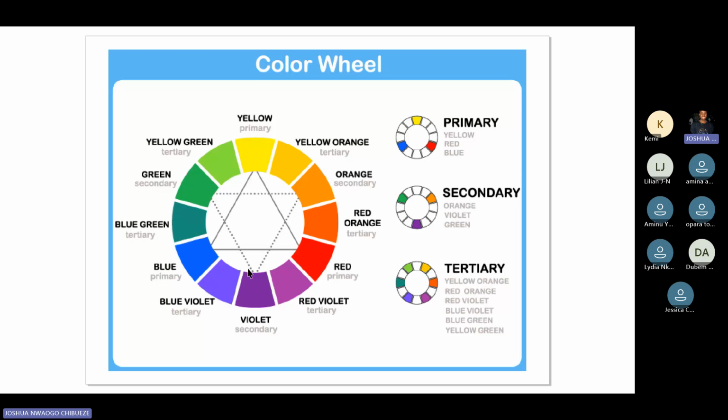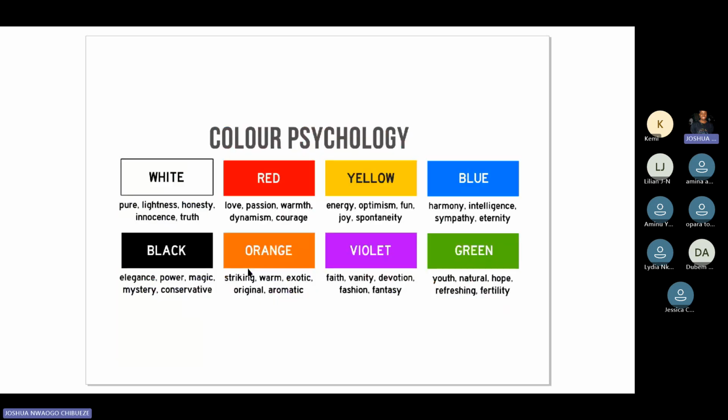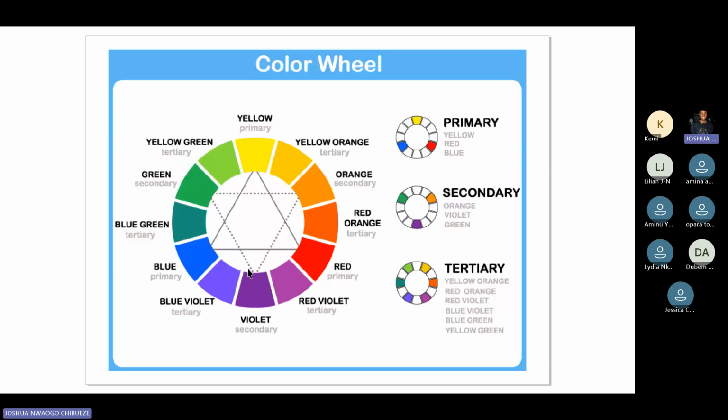So now we are moving towards color harmony. What does color harmony mean? Right? Okay, this is color psychology. What does color harmony mean? So color harmony refers to the visually appealing combination of colors that creates a sense of cohesion and balance. So it's based on the way colors interact with each other and the emotions they evoke.